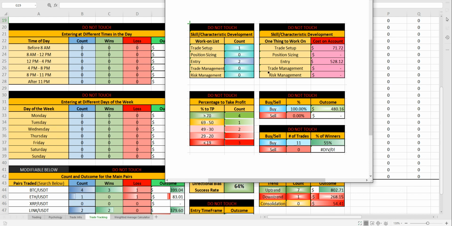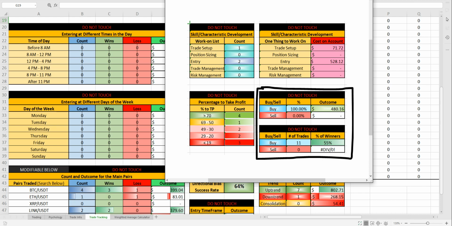Next thing, let's go over this section right here. This is just the buy and sell data. You've got the amount of buys right here, and then an amount of sells or shorts. Obviously, this is 100% because every single one of them is a buy. And then you see the outcome. So this is how much money you got at the end, and this is how much money you got at the end so far as well.